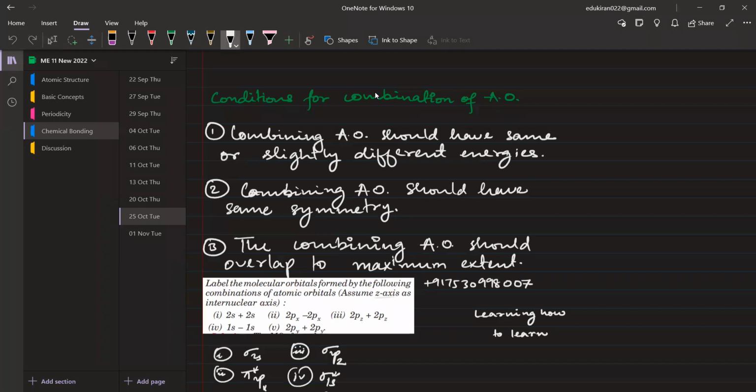Combining atomic orbitals should have same or slightly different energy, right? Can all of you see that? Yes or no? Yes. Then also they should have same symmetry, right? If one is symmetrical, the other should be symmetrical. If one is unsymmetrical, the other should be unsymmetrical. Then combining atomic orbitals should overlap to the maximum extent. These are the three conditions.